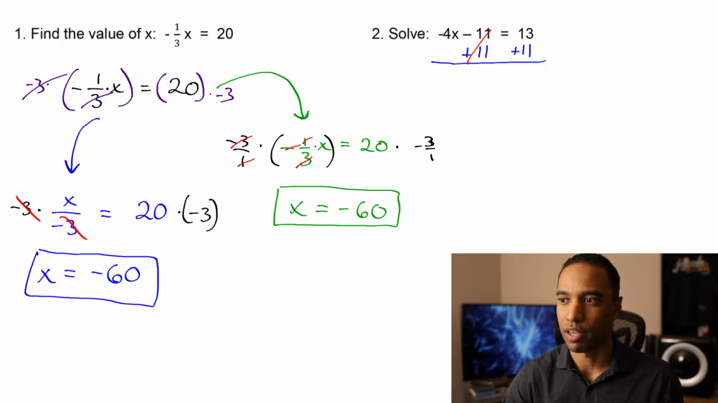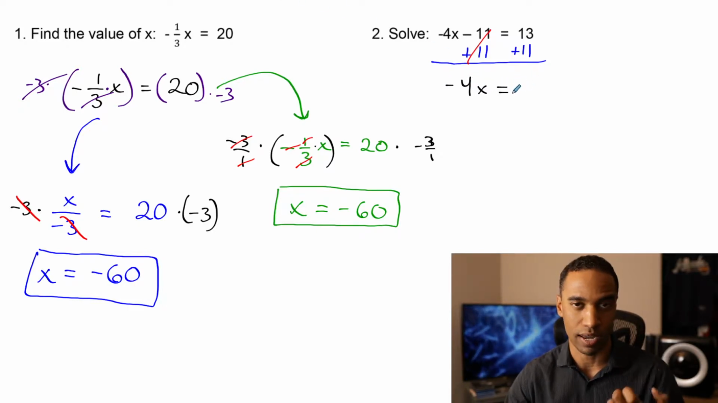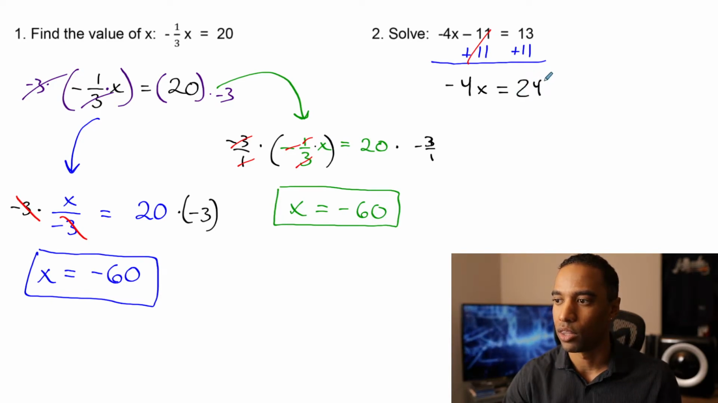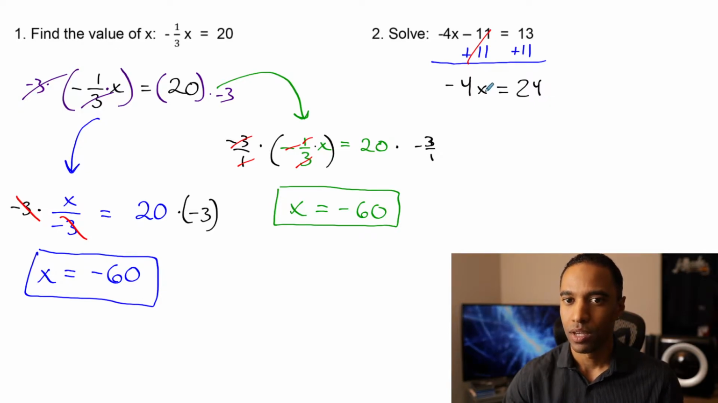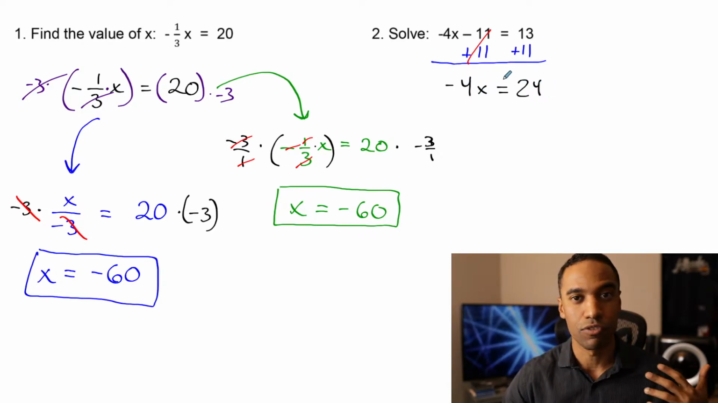They cancel, and you're left with just a negative 4x on the left side of the equation, which is good. We're getting it more isolated. And a 24 on the right side. That's the number minus 11 that gives you 13. It's 24. Okay, and some number times negative 4 gives you 24.